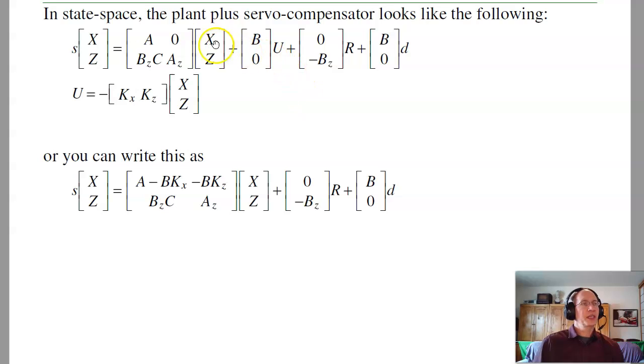In state space, the open loop system would be as follows. Your A, 0, BzC, Az, same as we had before, except that Az is now a 3x3 matrix. I've got poles at 0 and plus minus j omega. B is for u, Bz is for r, and the disturbance goes through the B matrix. I now have my full state feedback gains, Kx times x, Kz times z. Or if you write the dynamics of the closed loop system, you get the following.